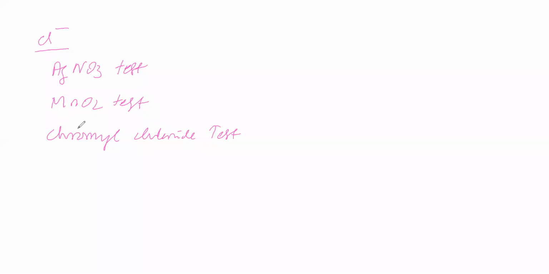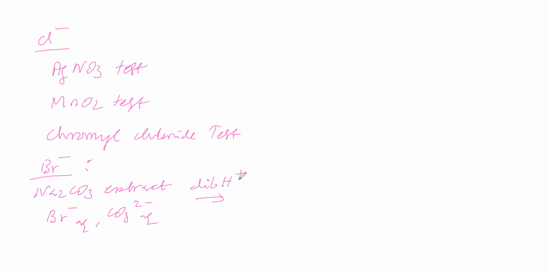Okay. Next, we will do confirmatory test for bromide. For this, let us take sodium carbonate extract. Sodium carbonate extract contains Br minus aqueous and excess carbonate aqueous. To this, we are adding dilute HCl, dilute acid. Dilute acid we are taking in order to remove carbonate as carbon dioxide.